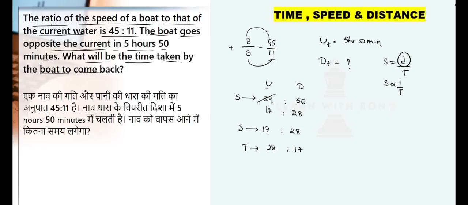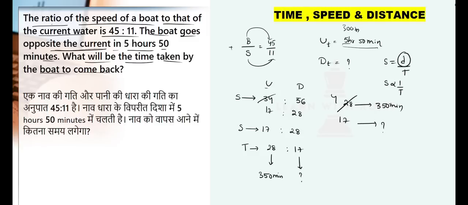Okay. Here, the upstream time they have given us is 5 hours 50 minutes. If I convert it completely into minutes, 5 hours is 300 minutes plus 50, so this 28 parts is given as 350 minutes. They asked us to find the downstream time, 17 parts, how much? See, 28 parts is given as 350 minutes.